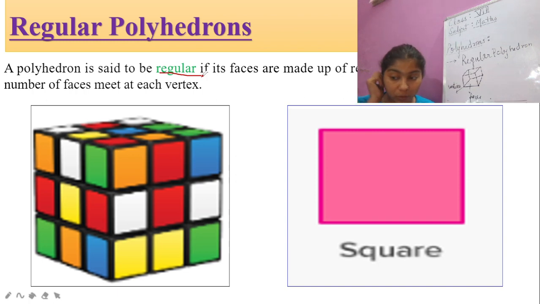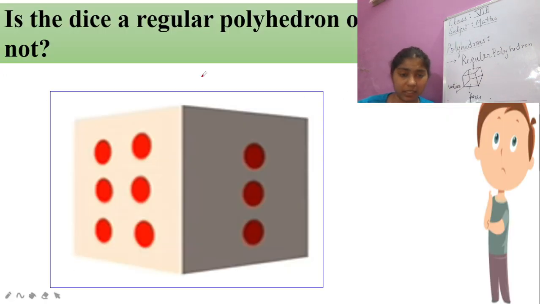Okay, regular polyhedrons. Now students, let's see next. One question arises: is the dice a regular polyhedron or not? What do we think about it, students? What about the dice? You can see it has numbers on it, right, with which we play snakes and ladders. We play Ludo with this dice only.